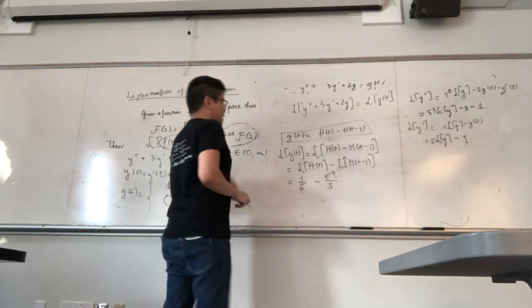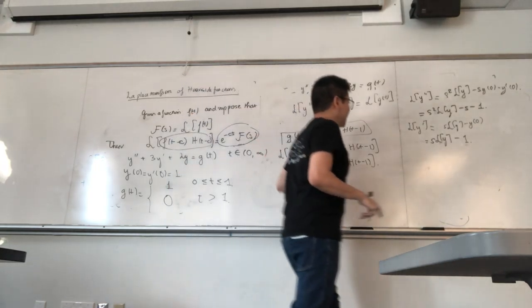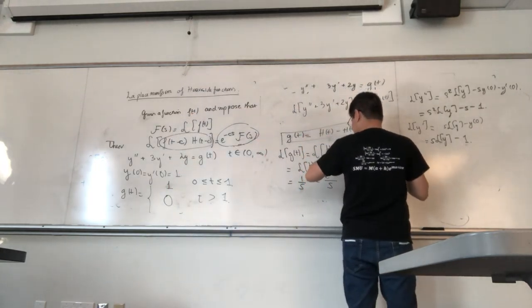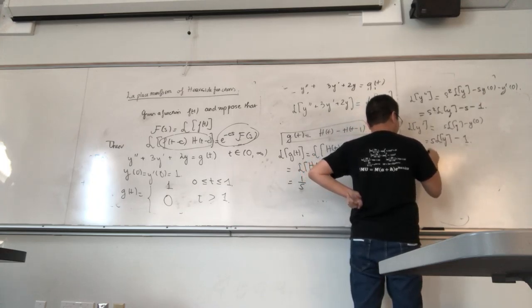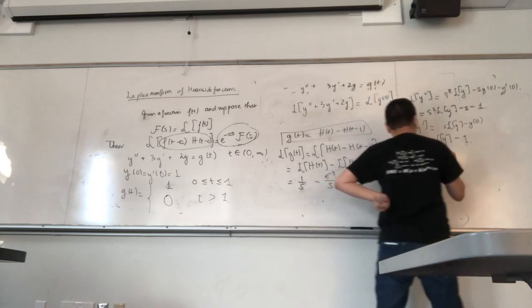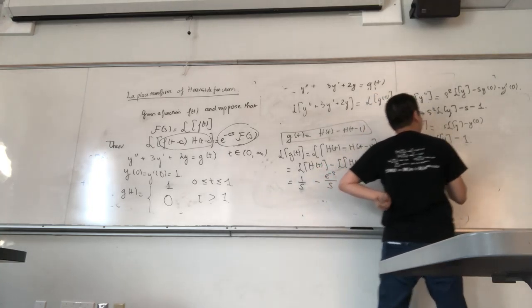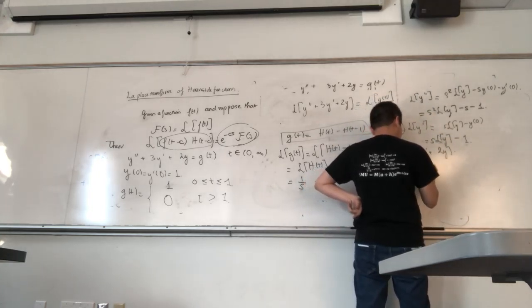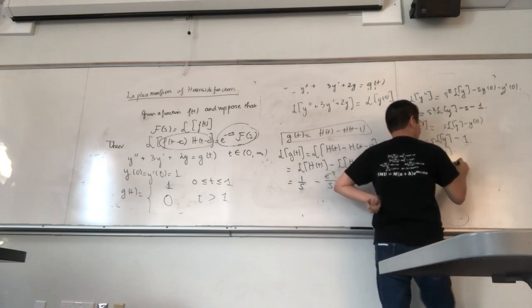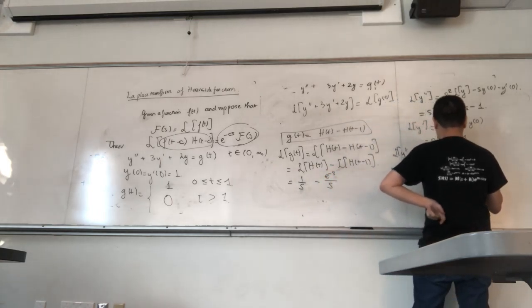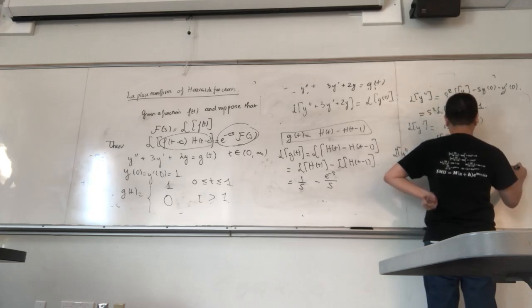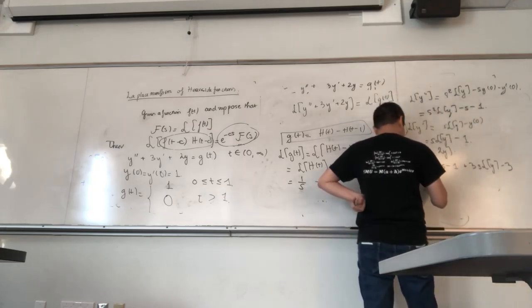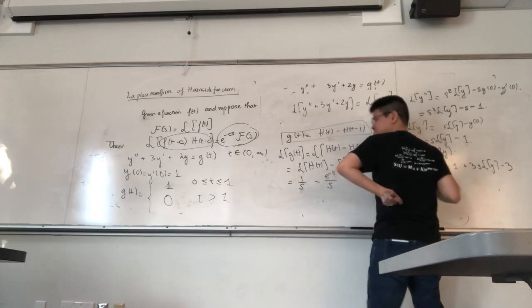Alright? So I am going to put everything back into the equation. So I have Laplace transform y second plus 3 Laplace transform y prime plus 2 Laplace transform y, which gives me s squared Laplace transform y minus s minus 1 plus 3s Laplace transform y minus 3 plus 2 times Laplace transform y.